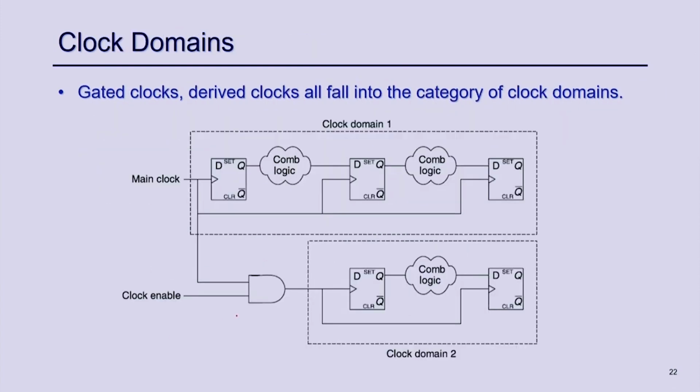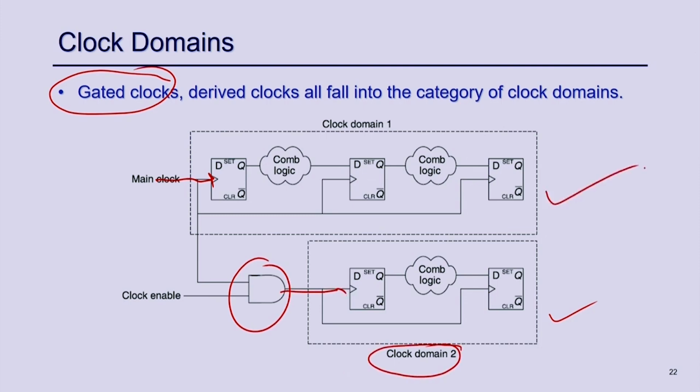Just to specifically say, even a gated clock creates a different clock domain, right. Since this is the main clock, it is coming to this particular clock and is gated here and goes as a clock to this, the synthesis tool assumes this is a different clock domain, right. So this is clock domain 1, this is clock domain 2. Even this gated clock or derived clock will create different clock domains, right.